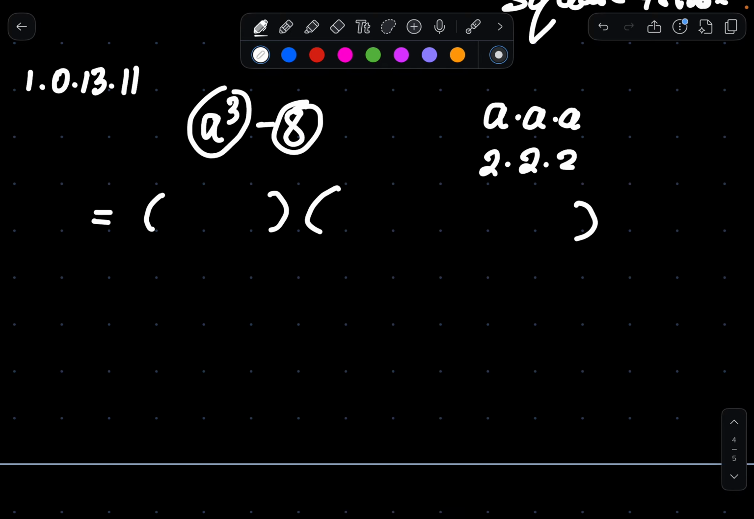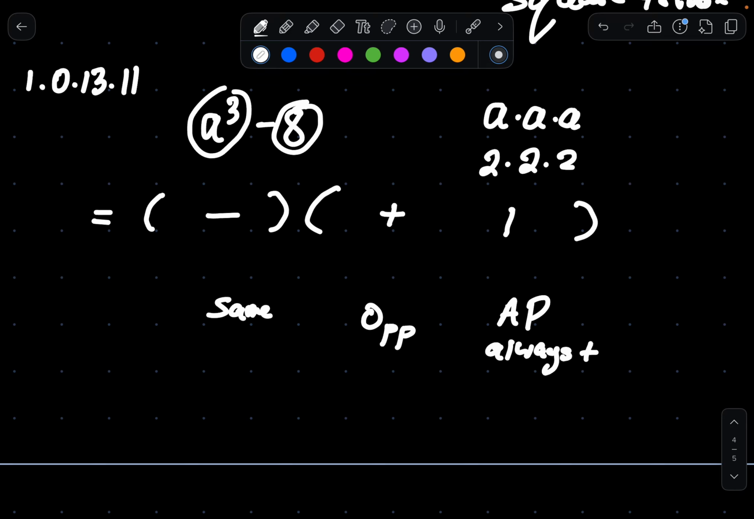Then the SOAP method is like this. The sign here is the same as the original, that is S. Then here it's opposite. So if that is negative, this one must be positive. So this is same sign, opposite sign, and then SOAP. So AP just means always positive. So the last sign when you factorize cubes is going to always be positive. Just remember it with SOAP. We call it the SOAP method. It's the same, opposite, always positive.